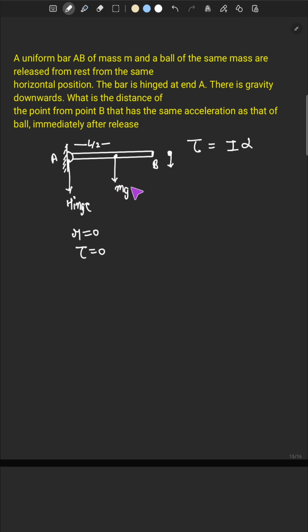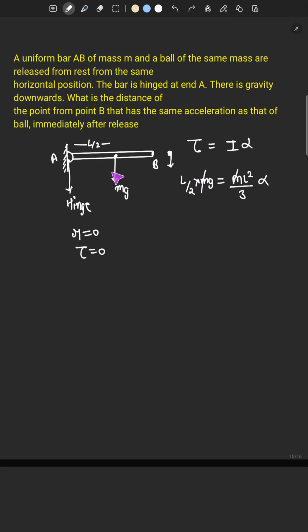Which force? One is this mg and another is the hinge force on this rod. But the torque of the hinge force is going to be 0 as the distance is 0 from the line of action of the force, because we are calculating torque about point A. So only mg is going to provide the torque. So what will be the torque of mg here? Before that, we are going to see this equation that torque is equal to I alpha. So the torque of only mg is going to be here.